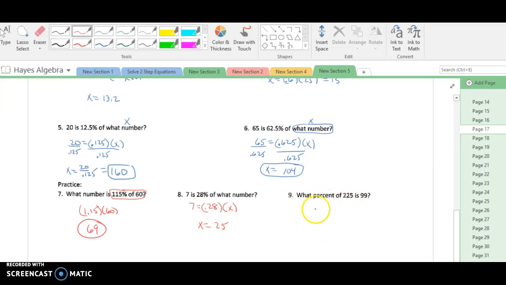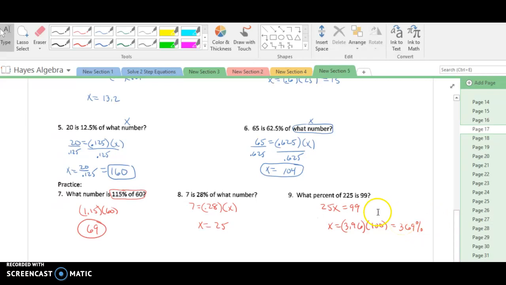What percent of 225, right? So 225 times x is your percent, is 99. Now, 99 divided by 25 is 3.96. But I have to multiply that by 100 because that's a percent is a decimal. So it's 369%.